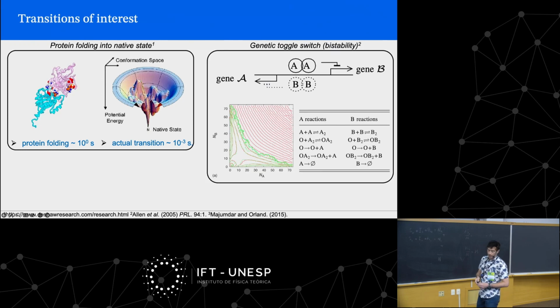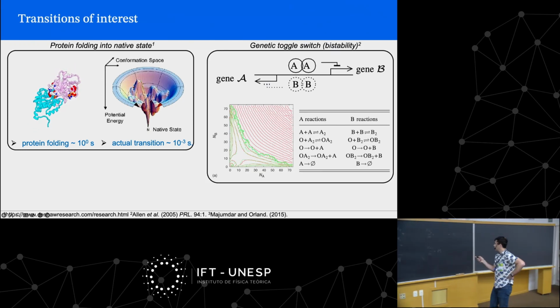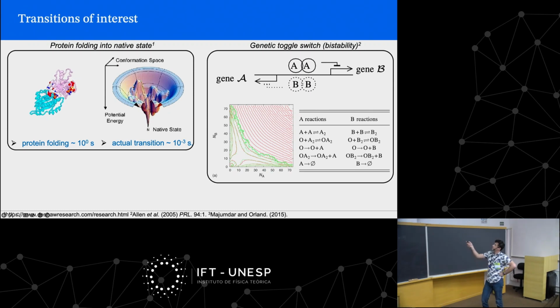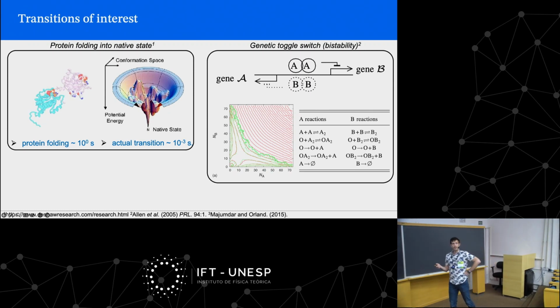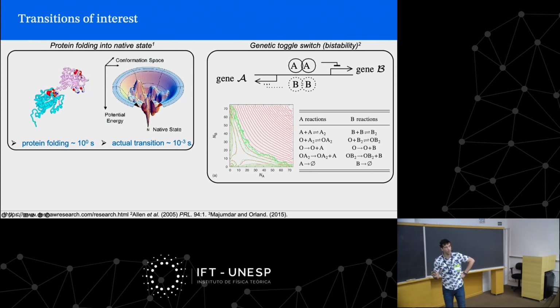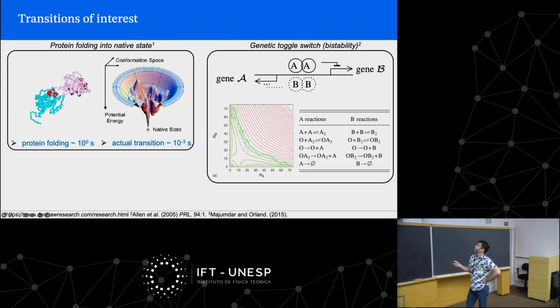Another area, for example, is the case called the genetic toggle switch. It's one of the classical examples of a system which is bistable. It has two stable states, A and B. If I explain it a little bit, suppose you have two proteins, A and B, which can be produced by the same operator. An operator is like the promoter on the DNA, right?